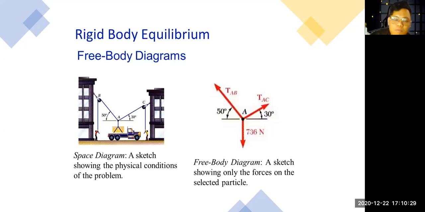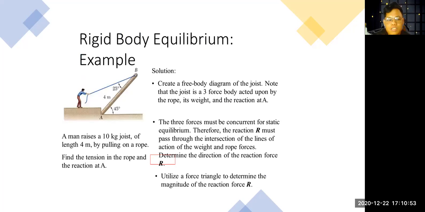Rigid body equilibrium, free body diagram. So this is, for example, the truck. You need to bring up the plywood, the stack of wood. So we sketch a free body diagram. So this is the question: a man raises a 10 kg joist of length 4 meters by pulling on a rope. Find the tension in the rope and direction at A.